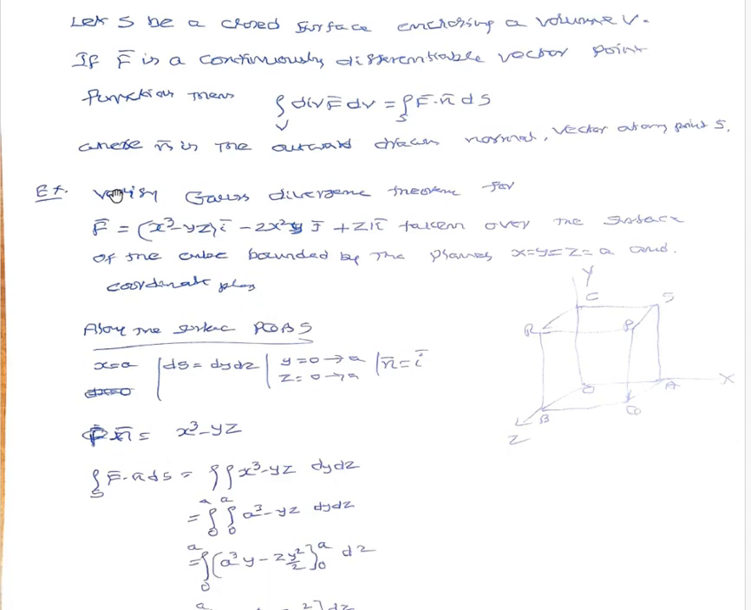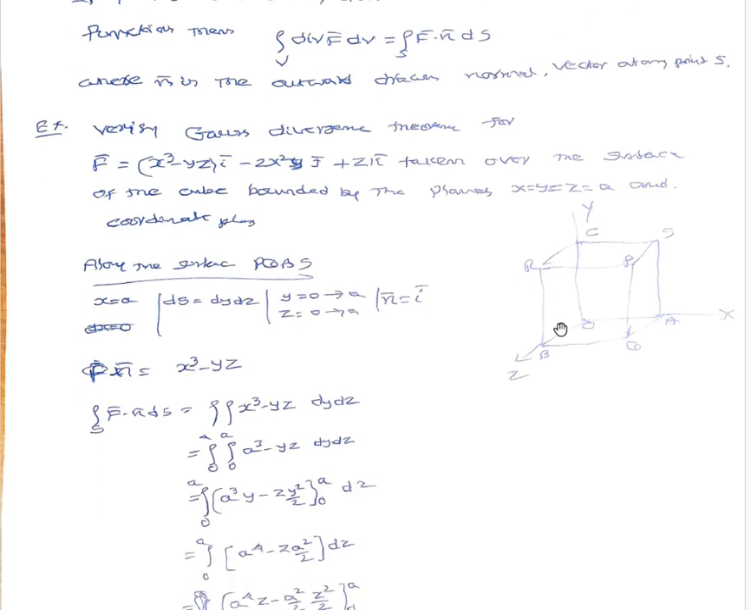So the first problem is: verify Gauss divergence theorem for f bar, a given vector, taken over the surface of the cube bounded by the planes x = y = z = a. What it means is x = a, y = a, z = a, and the coordinate planes. If you draw that, you will get a figure like this. First, we will do the problem on each surface and find the values.